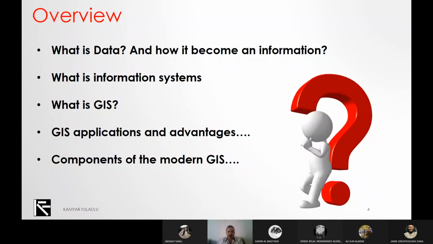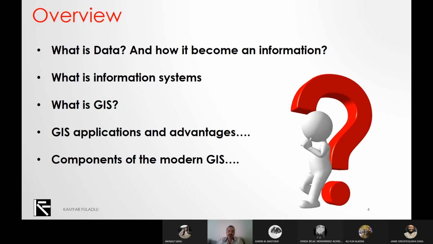Maybe you have many different things in your mind right now. One of them is geographical information system. So what is the information, and what kind of information are we going to work with? But before that, maybe it comes to your mind: what is data? If it is information, then what is data and what is its relation to GIS? What are the applications, advantages, and components of GIS?